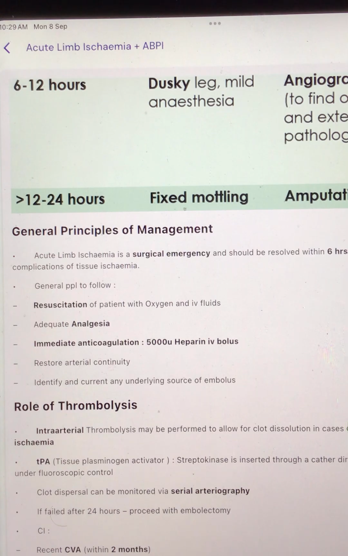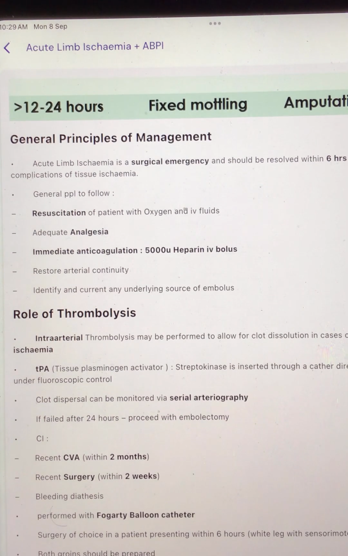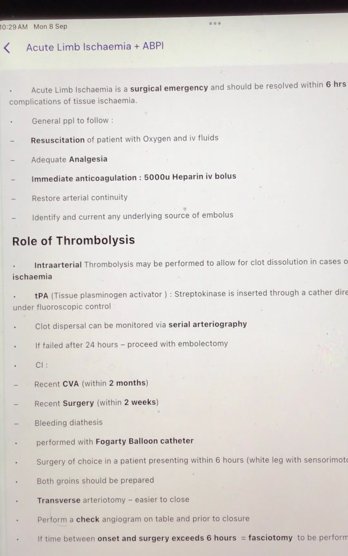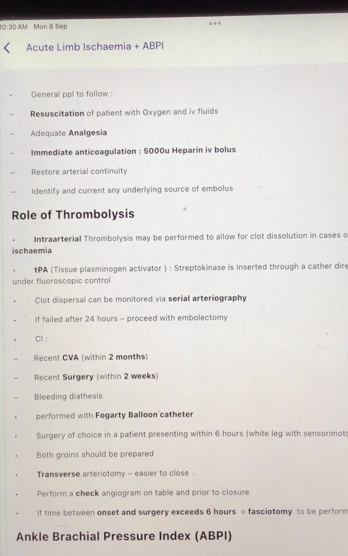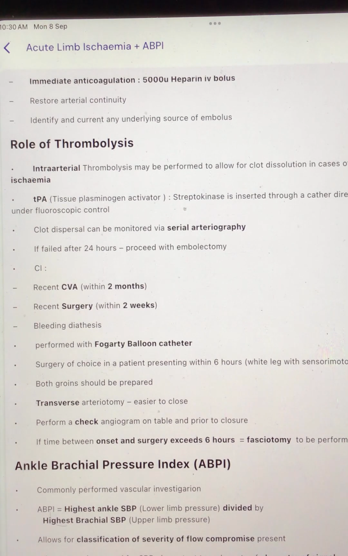General principles to follow are: resuscitate the patient, adequate analgesia, immediate anticoagulation with 5,000 units of heparin, restore arterial continuity, role of thrombolysis. Intra-arterial thrombolysis may be performed to allow clot reduction, with tissue plasminogen activator. Streptokinase is inserted through the catheter into the clot, and under fluoroscopic control, clot dispersal can be monitored by serial arteriography. If failed after more than 48 hours, proceed with the embolectomy.